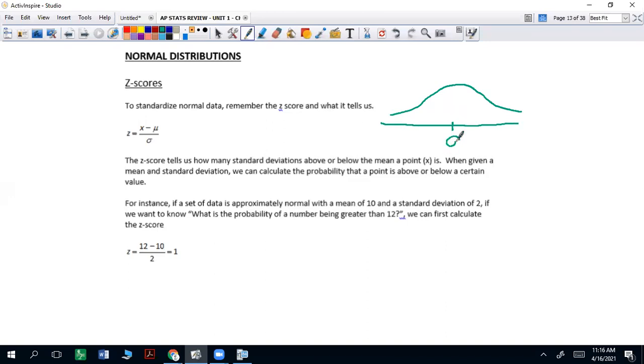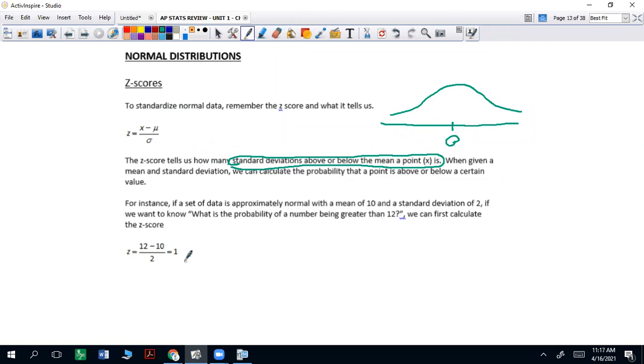And the Z-score tells us how many standard deviations above or below the mean, right? So standard deviations above or below the mean is your Z-score. So if it's a negative, it's below. If it's a positive, it's above.